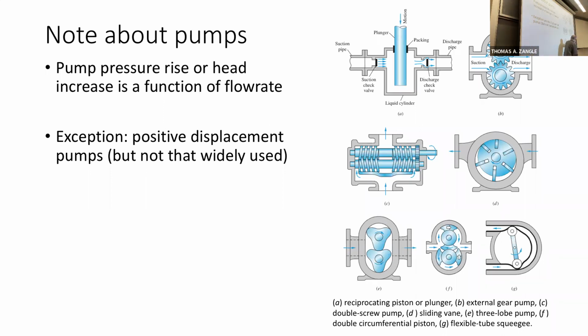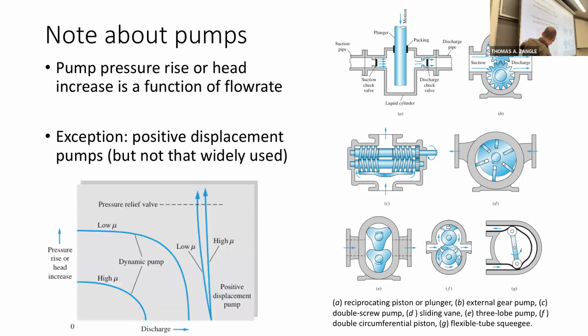Your textbook goes through and gives some examples of multiple different types of pumps that are out there. Each of them will have their own pump curve relating the pressure rise or the head increase to the discharge or the flow rate through that pump. This is what you would typically see. You can see for a positive displacement pump, we have a nearly vertical line. But this is more typical of what we would see.